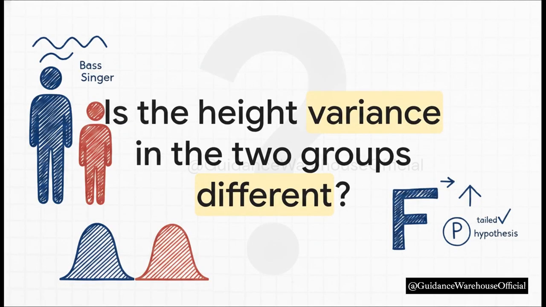Now, someone suspects that not only are bass singers generally taller, but the variance of their heights might actually be completely different as well. Think about how you'd apply the steps we just learned. Do we have solid evidence that the variance of heights in these two groups is fundamentally different? You'd set up a two-tailed hypothesis, find your sample variances, throw the larger variance on top of your F ratio, and compare your p-value. It's the exact same process.